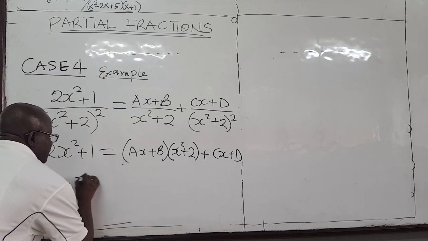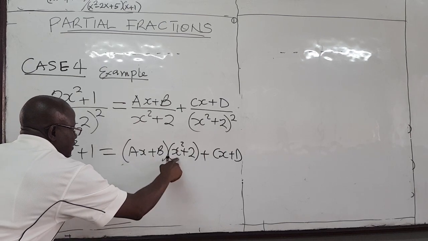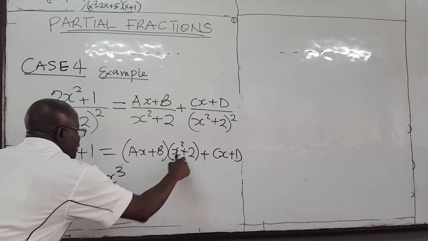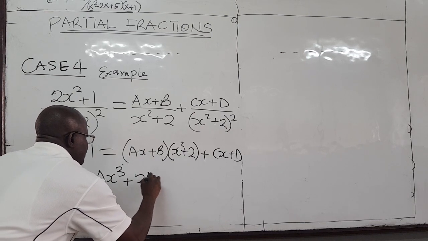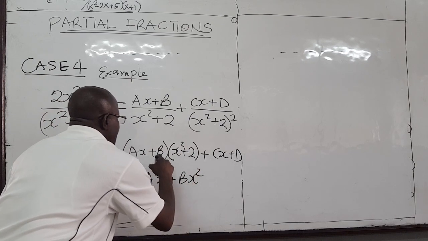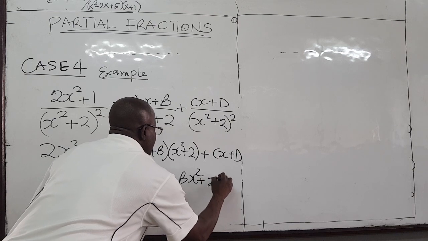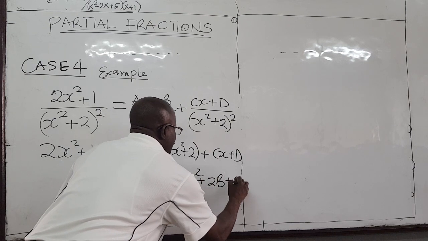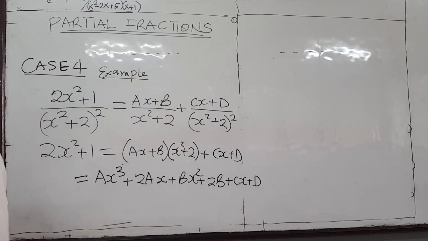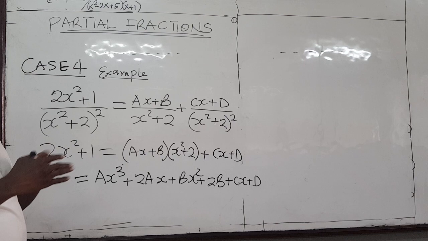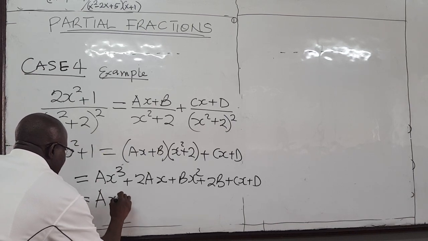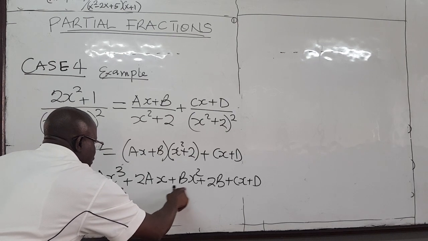If we expand it, ax times x squared will give us ax cubed. This and this will give us 2ax. This and this will give us bx squared. This and this gives us 2b. And we just have cx, and we clean this, cx plus d. Then you group the terms. So I still have the highest term, let me just leave that here, to the power 3.